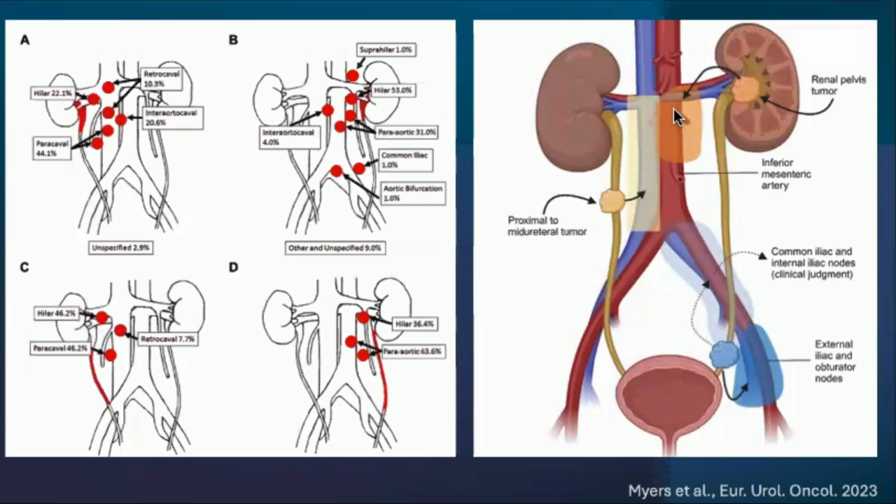For proximal and mid-ureteric tumors, right here, dissection of nodes up to the ipsilateral great vessel, from the renal hilum to the aortic bifurcation, is recommended.